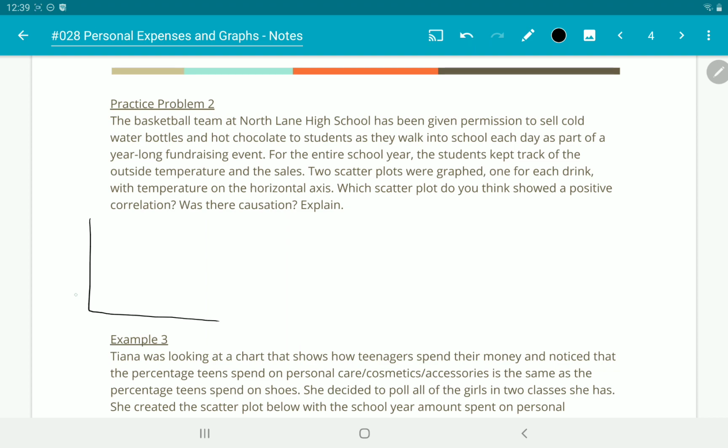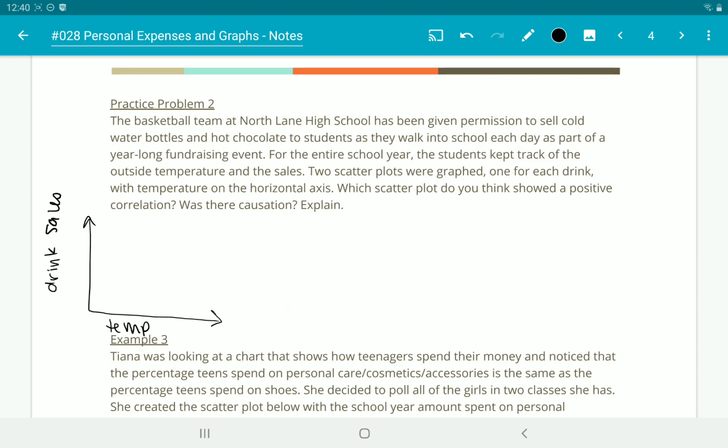So we'd have temperature on this, and then drink sales. Okay? And let's go ahead and do this, we'll do both of them on the same graph. Okay? 2 scatter plots were graphed, one for each drink, with temperature on the horizontal axis, like I've got here.